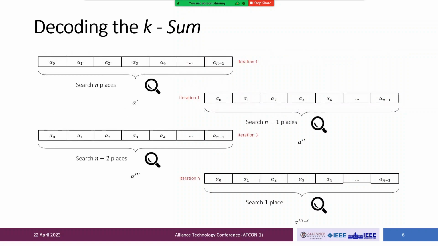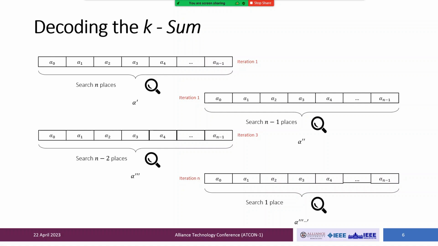So, this is a pictorial representation of the entire thing that we will be doing in this research. At first, let us suppose that we have n elements. From these, we will be searching for one particular element. Let that element be alpha dash. So, we will have to search n places to find that alpha dash element. Now, this is iteration 0, let's say.